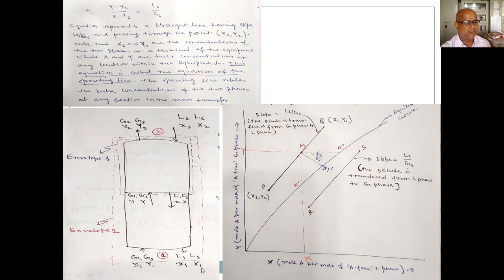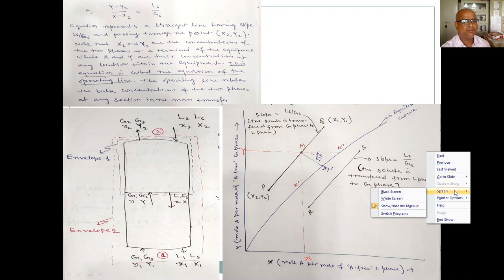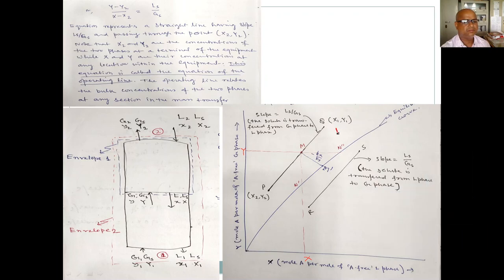So Y1 and X1 are higher. Let's take this as point 1. So I know X1 and Y1, and I put it at this point here. And what will be X2, Y2? X2 will be lower, because Y2 is also low. This is the point 2.